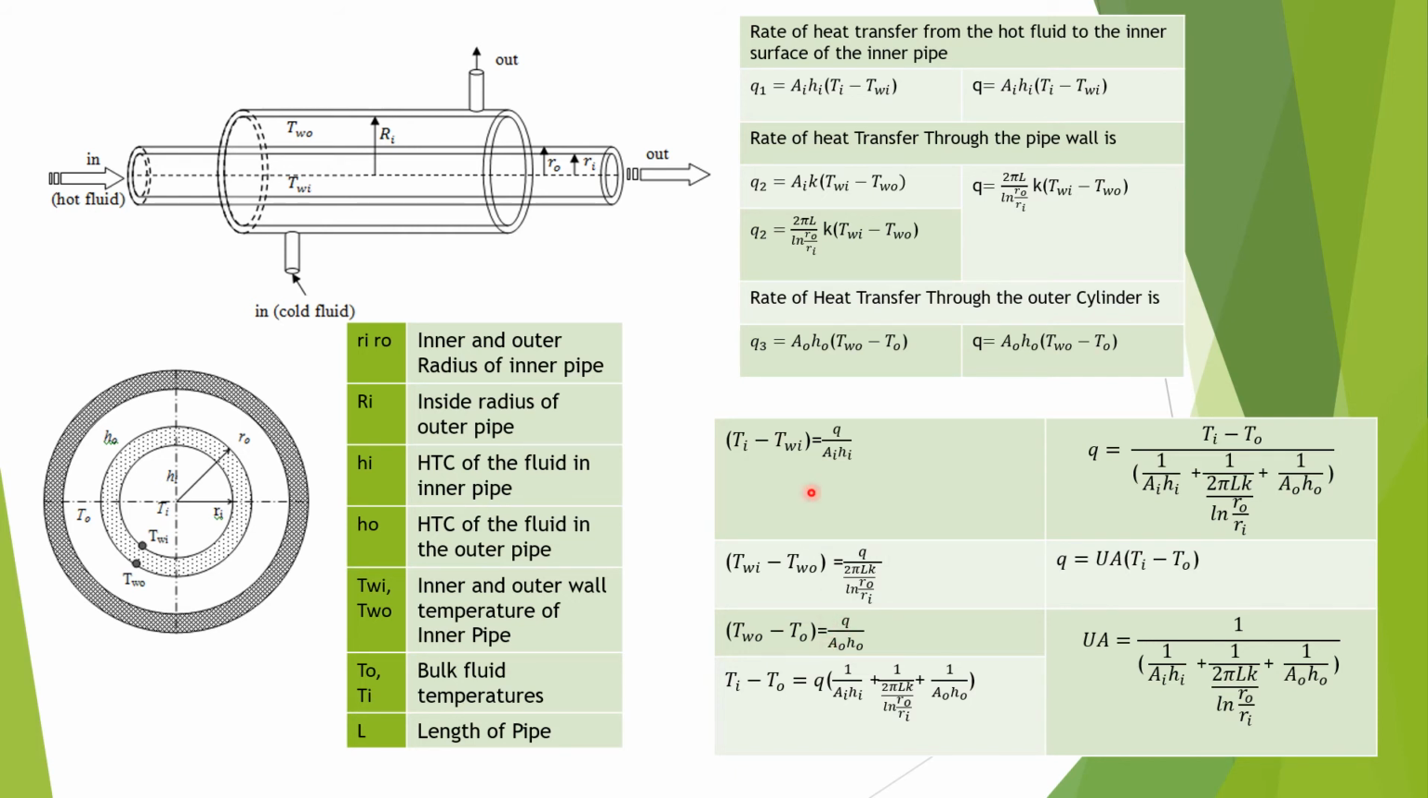Now the next step is that we are going to add these three equations, that is 1, 2 and 3. When we add, on the left hand side we will get Ti minus To. As Twi over here has a negative sign and Twi over here has a positive sign, these two will get cancelled. Two over here has a negative sign and Two over here has a positive sign. That's why these two get cancelled, and so we will get an equation in terms of Ti minus To.